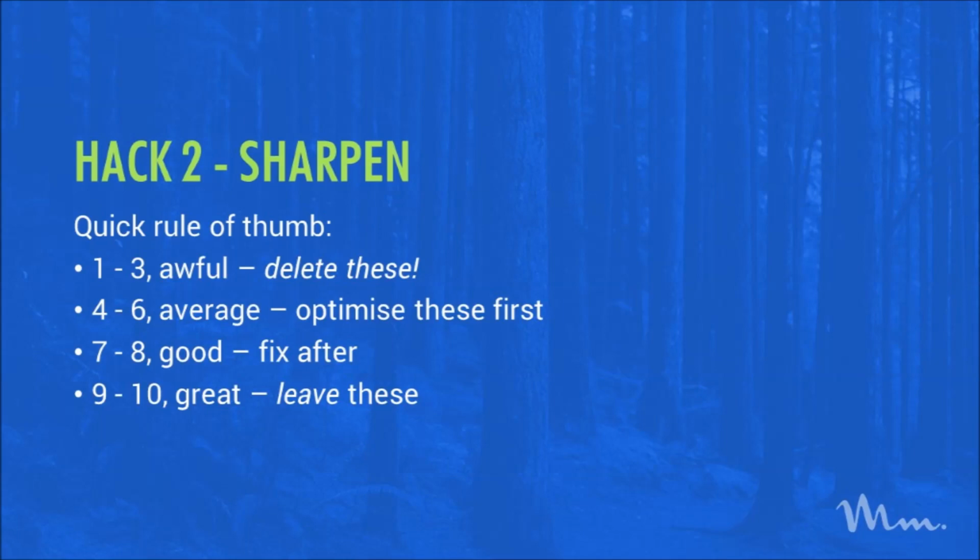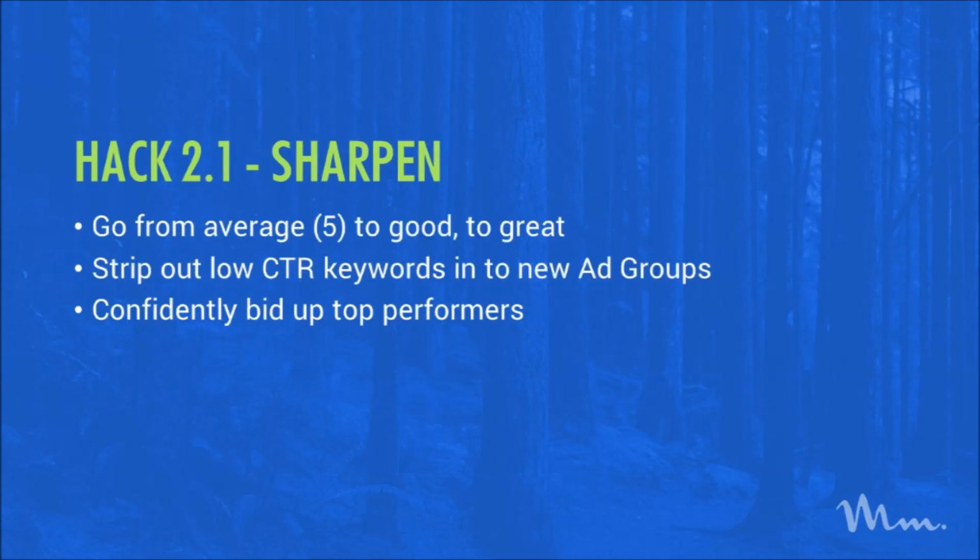To get yourself from an average of 5, just make sure you take out your lower click-through rate keywords in ad groups and put them in their own thematically linked ad group. Don't stuff your ad groups full of keywords. Keep them tight and look to improve click-through rate and therefore quality score going forwards, because that in turn will allow you to be confident that you can bid up the newly optimized, newly thinned out ad groups.